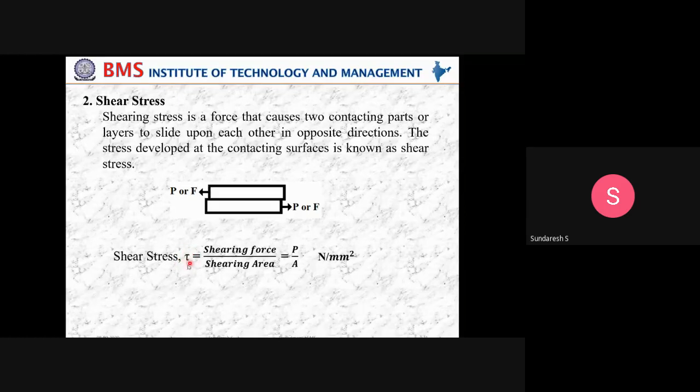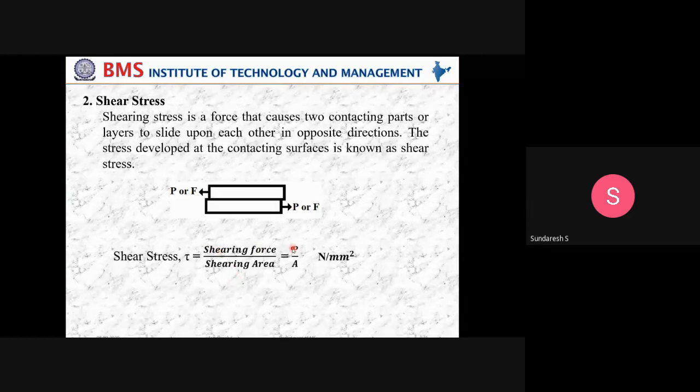Tau, you can see this is tau. It is the shearing force divided by the shearing area. So this is different: the normal stress uses the cross-sectional area, whereas here it is a shearing area. I will explain later how to differentiate the cross-sectional area from the shearing area, right?